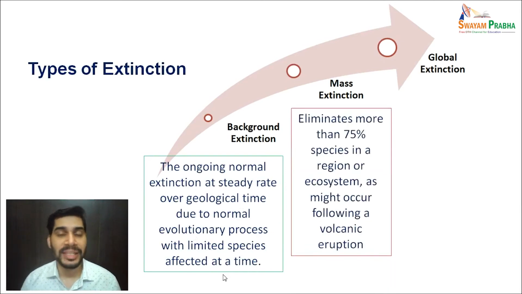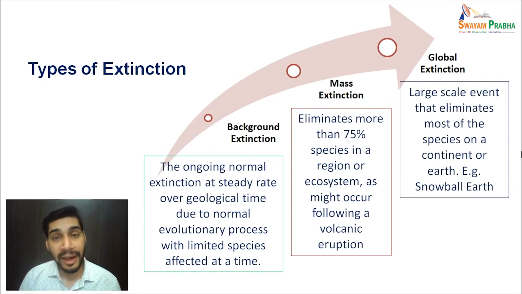Second one was the mass extinction, which eliminates more than 75% of species in a region or ecosystem, as it could have occurred after a volcanic eruption in a particular area. So it is not about one species, but more than 75% species being lost. And third, we talked about large scale extinction event, which we call global extinction, that eliminates most of the species on the continent or in our case the earth. For example, the snowball Earth.